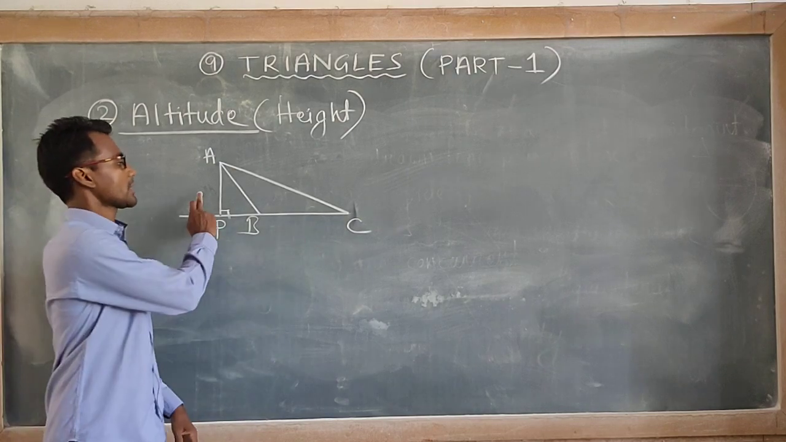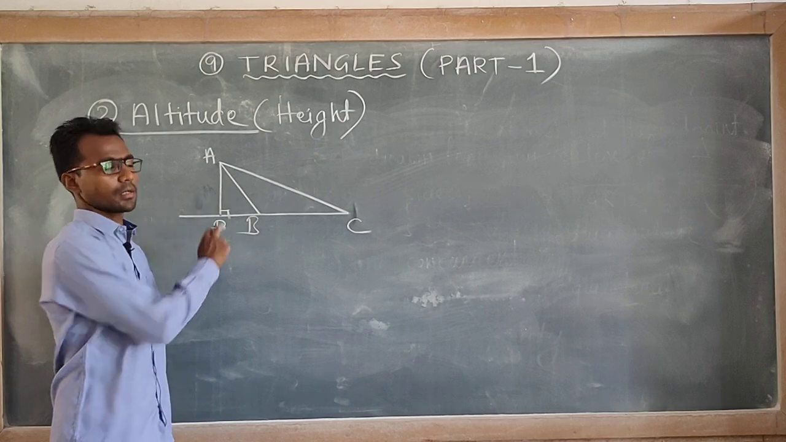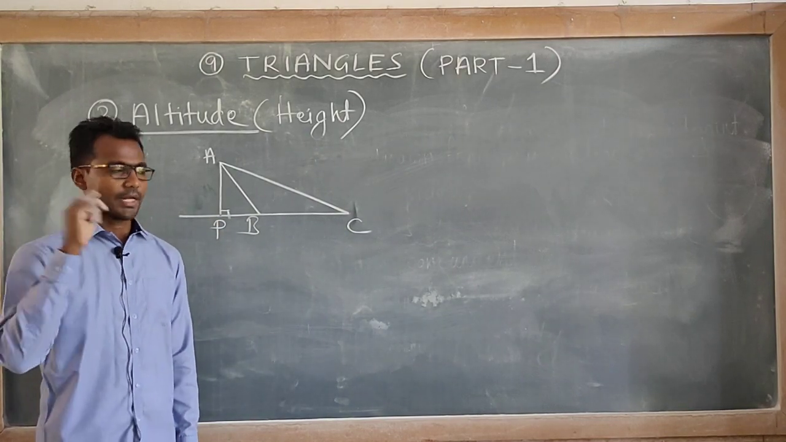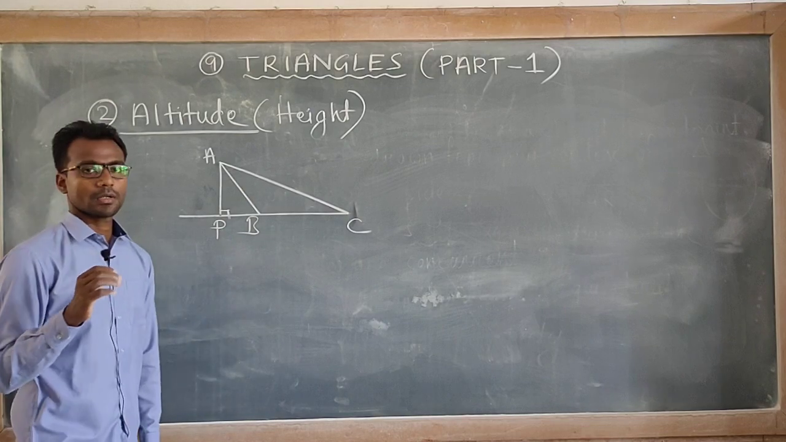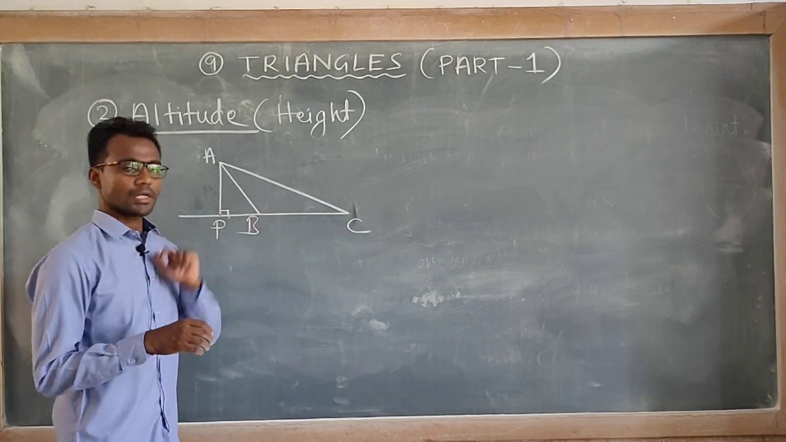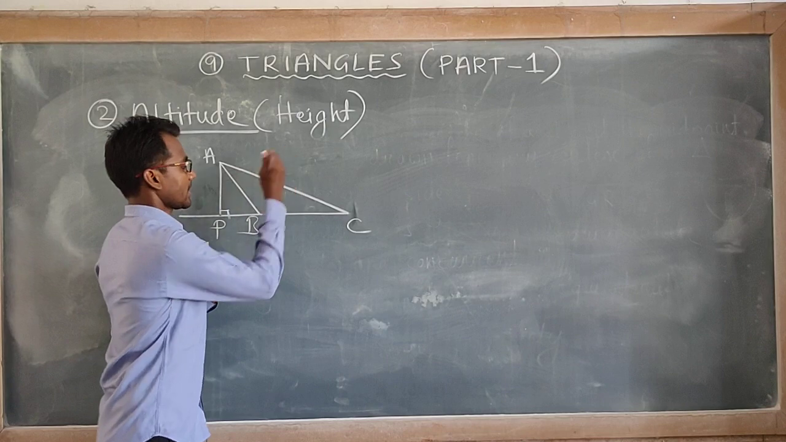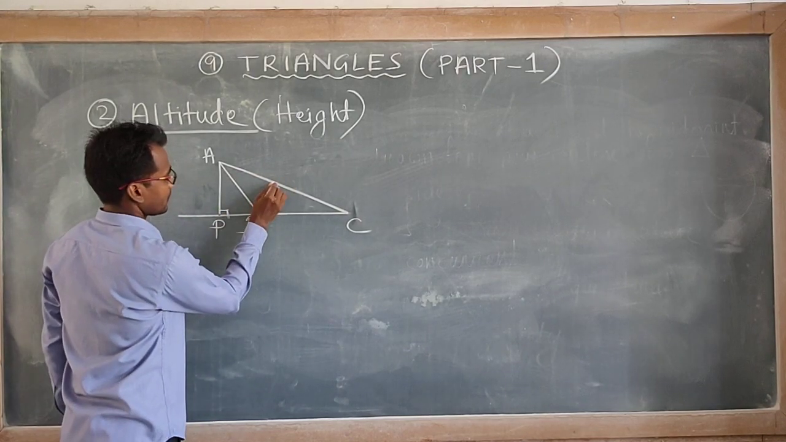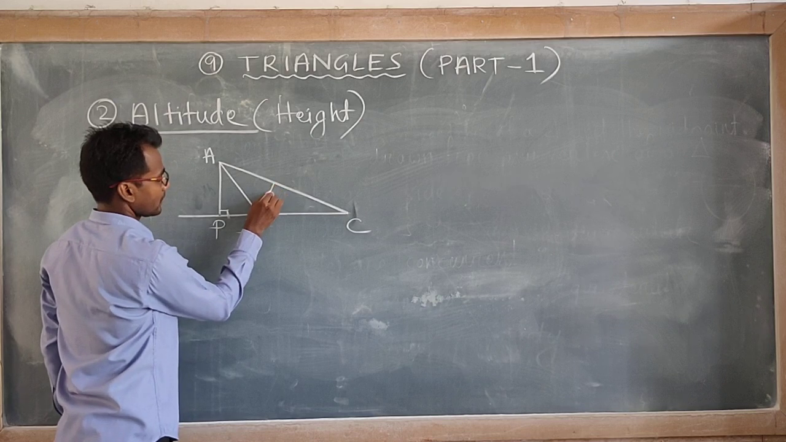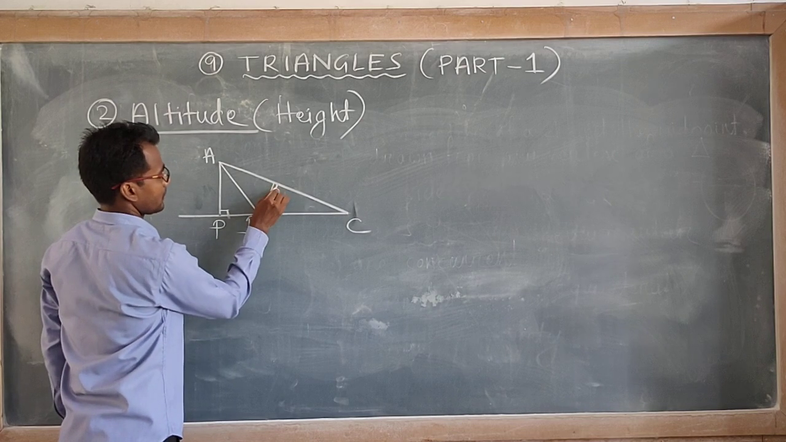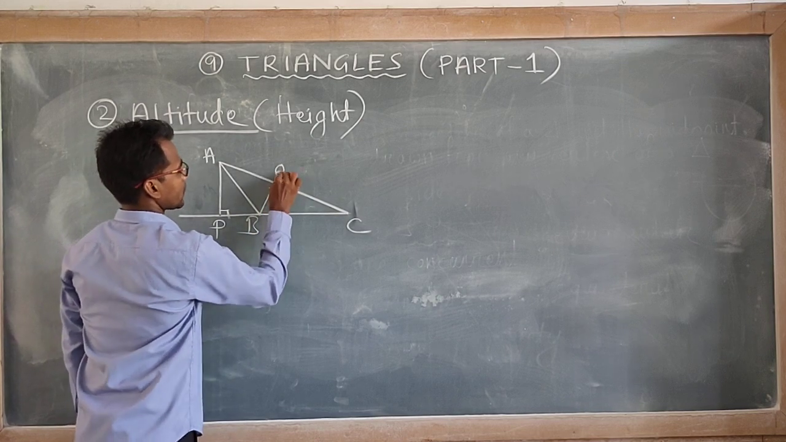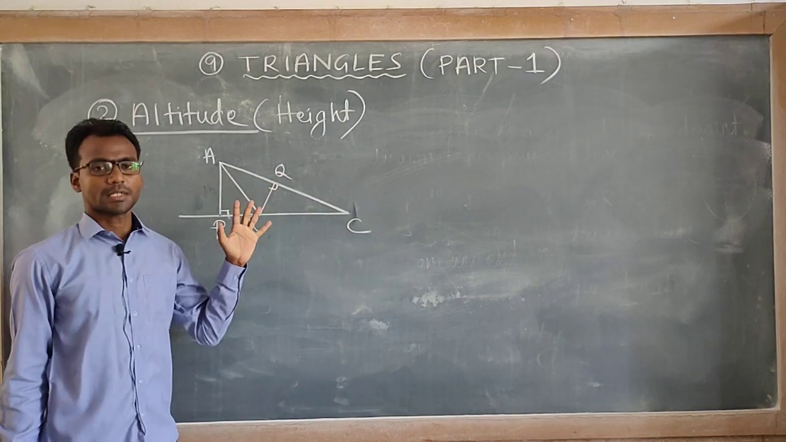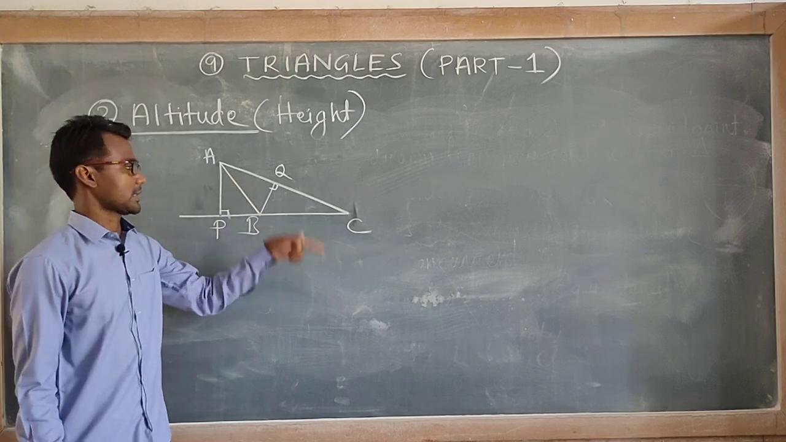But you can see the altitude is outside. Okay, you can see altitude is outside. So remember, altitude can be inside, can be outside. Now let us draw altitude from B. The opposite side is AC. This will be inside. Suppose this is Q. BQ is the altitude of the triangle ABC corresponding to the side AC. It is inside.